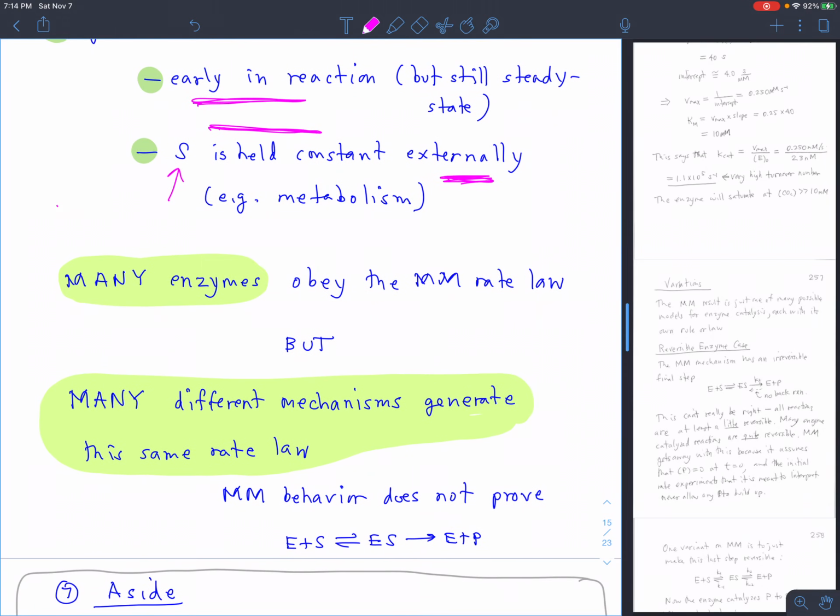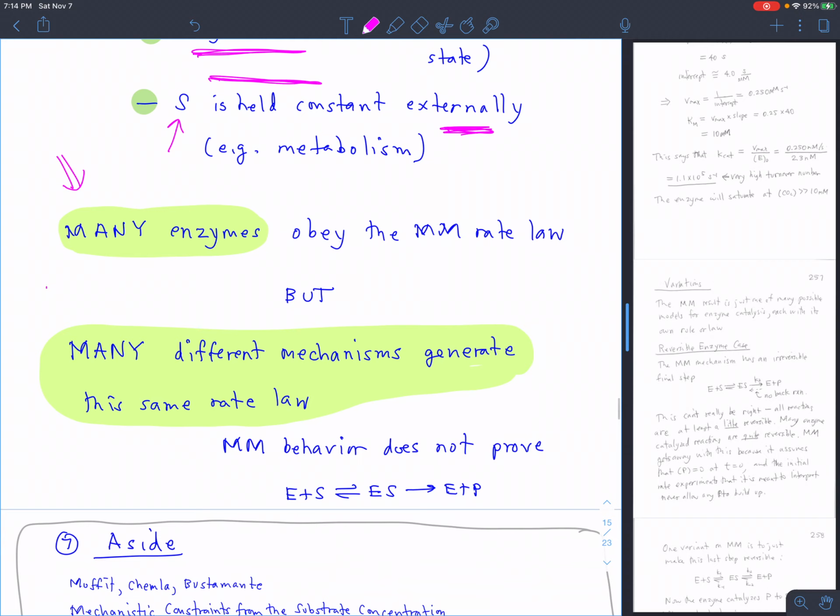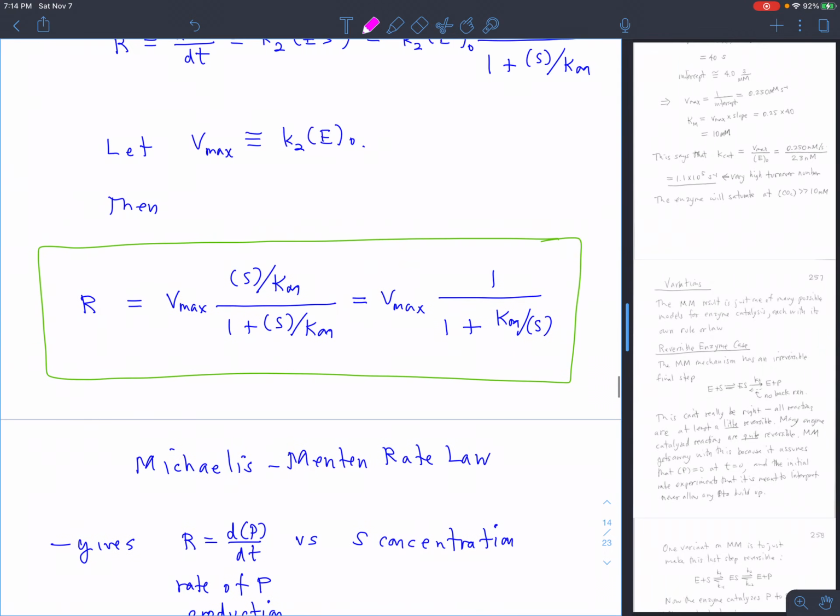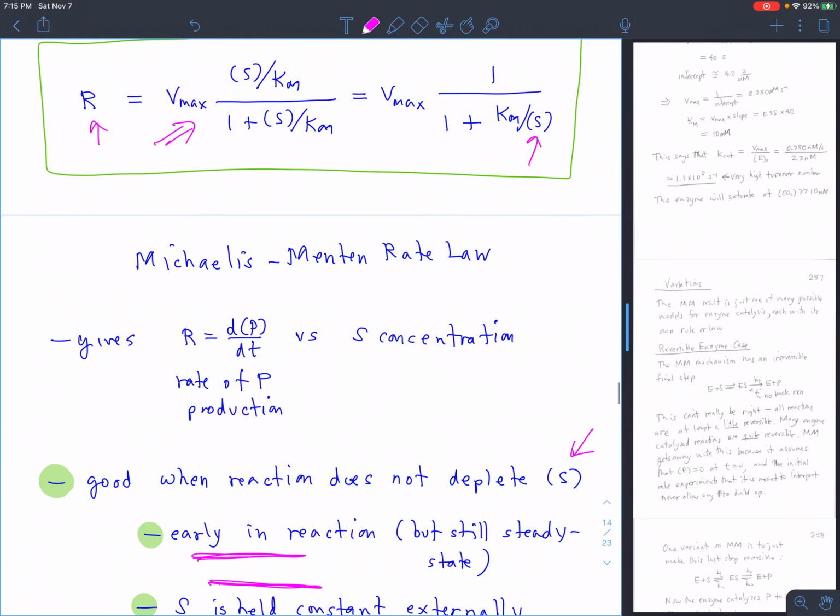All right, a couple more important comments here. I said already, many enzymes obey Michaelis-Menten, or some slight variant on Michaelis-Menten. But the fact that something obeys Michaelis-Menten doesn't mean that it obeys this mechanism. This mechanism gives you Michaelis-Menten, but so do many other mechanisms. There's a huge number, probably an infinite number in truth, of mechanisms that all give the same rate law for how the rate of reaction or the production of product depends on the substrate concentration.